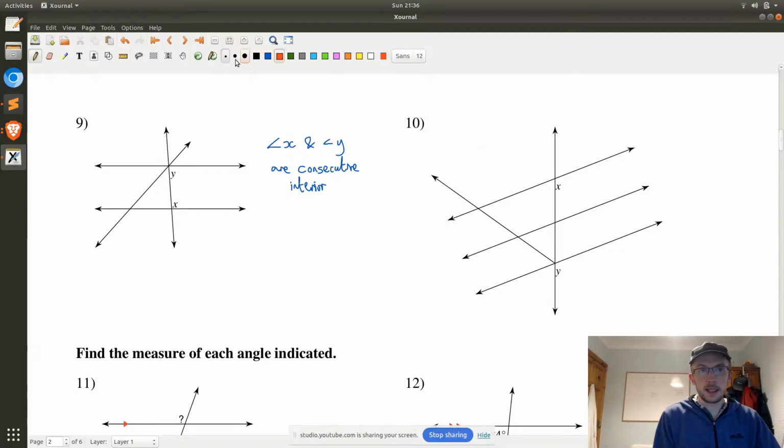Angle X and angle Y are corresponding angles. There are the two parallel lines of the transversal, and there's the intersecting line of the transversal. There's X and Y, corresponding and thus congruent angles.